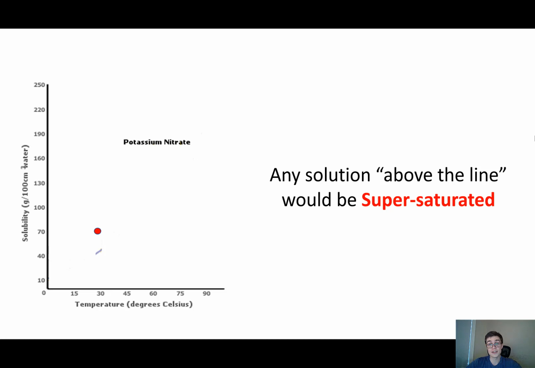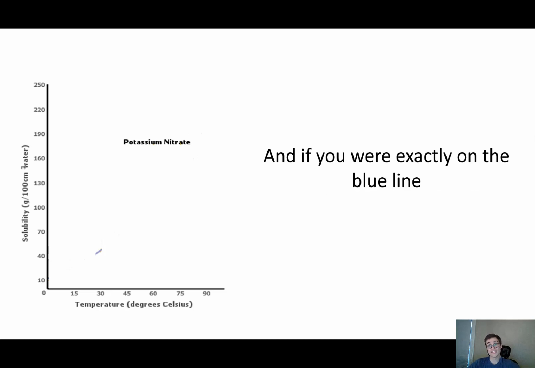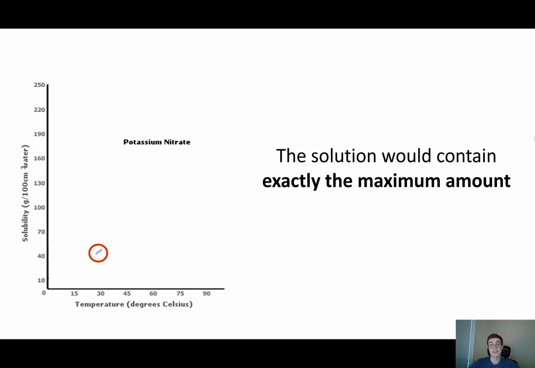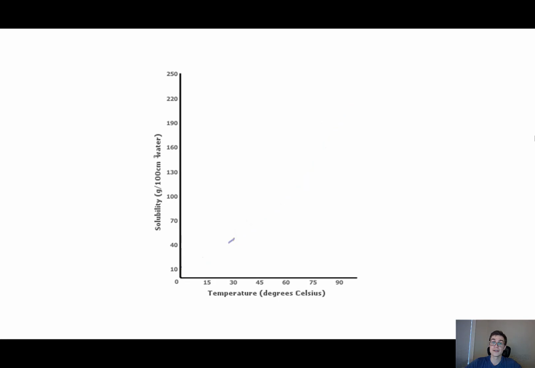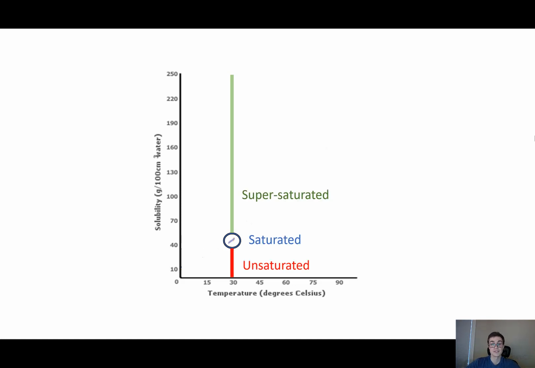And so if you're above the blue line, you're going to be supersaturated because you have more than the normal maximum. And if you were exactly on the blue line, right here, so if, like at 30 degrees, you had exactly 45 grams, the solution would contain exactly the maximum amount. And it would be saturated. So with this potassium nitrate graph, at 30 degrees, everything on that red line under the saturation point is going to be unsaturated. Anything on that green line above the saturation point is going to be supersaturated. So these are the three possible states something can be in. You can figure it out graphically based on a solution's position on this two-dimensional grid.